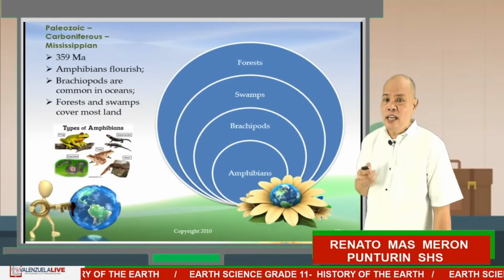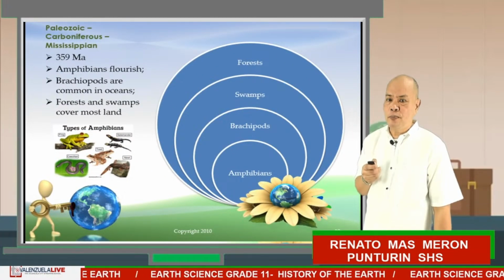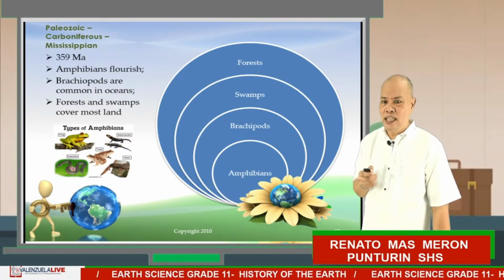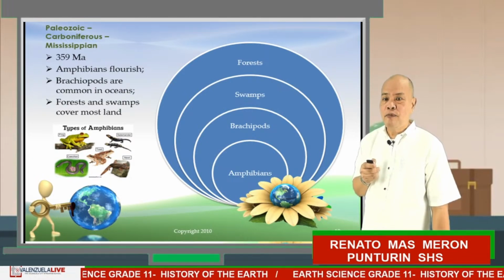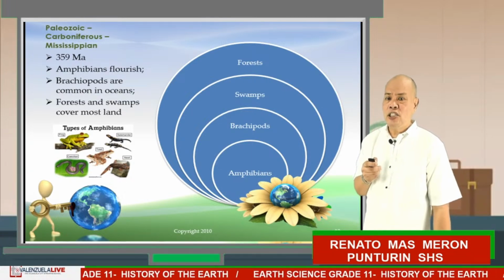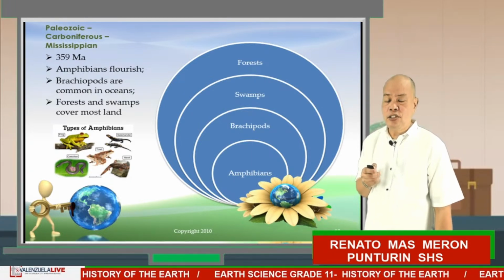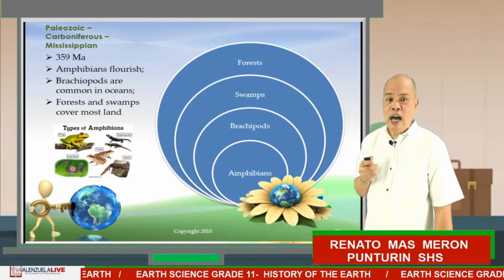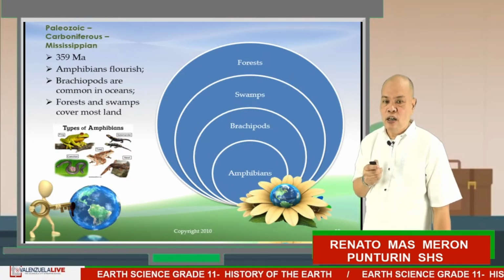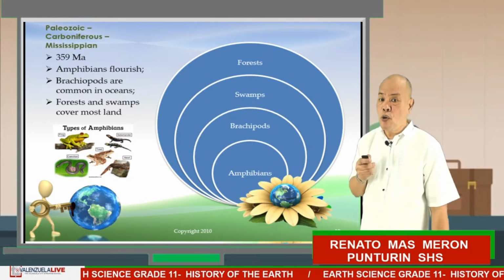In the Mississippian epoch during the Carboniferous period under the Paleozoic era in 359 megaannum or 359 million years ago, these were the visible things on Earth during this time. Amphibians flourished. Brachiopods were common in oceans. Forests and swamps covered most land.